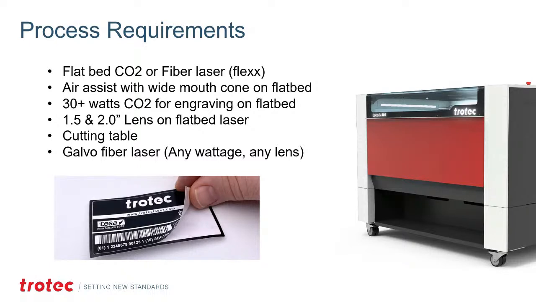Air assist with a wide mouth cone on a flatbed machine is recommended. Only 30-plus watts for engraving and cutting. 1.5 and 2 inch lenses on your flatbed laser. Cutting table if you're going to be cutting it out. The drawback on the Galvo laser is it's not going to really cut through both layers, including the back paper, but it will cut through that front layer, giving you a kiss cut so that you can just peel it up afterwards, which is nice. CO2 will do that as well, but both wavelengths work with this material.